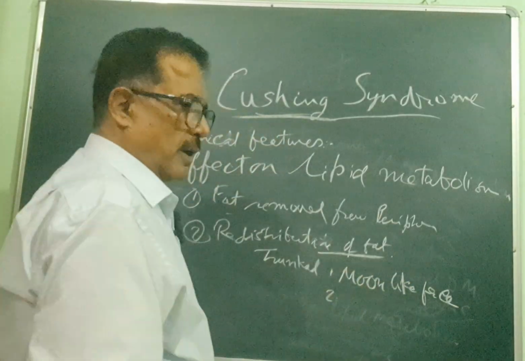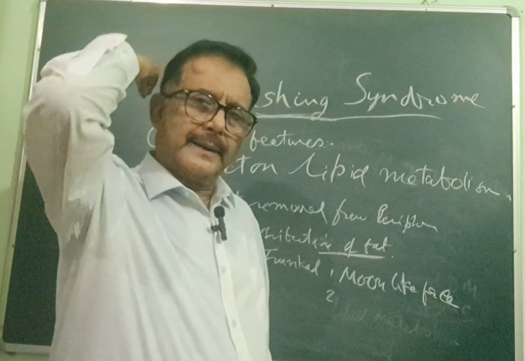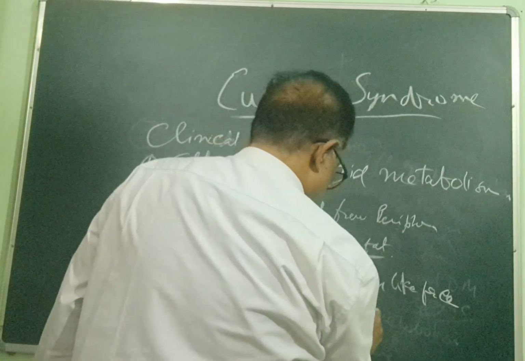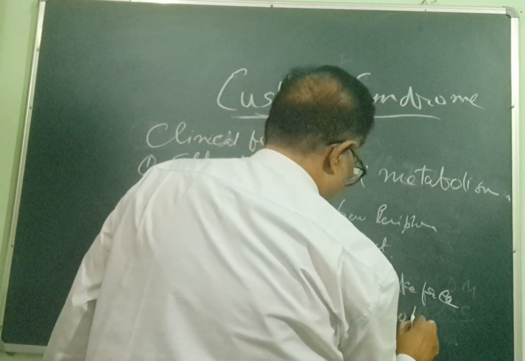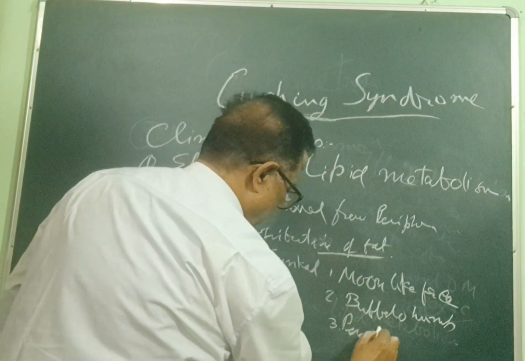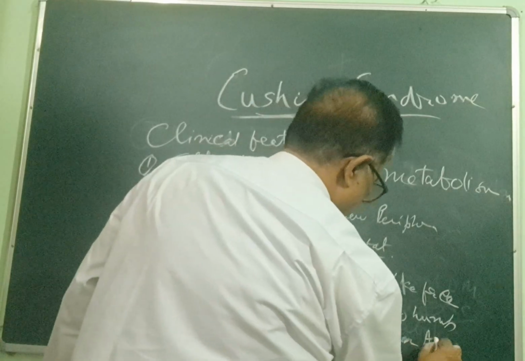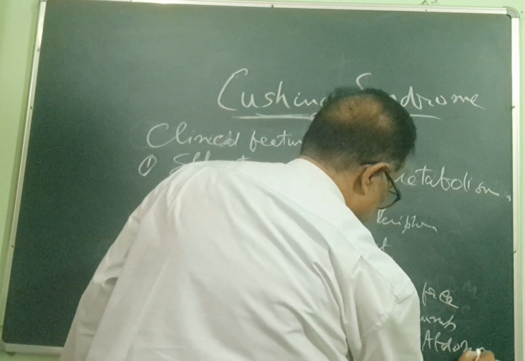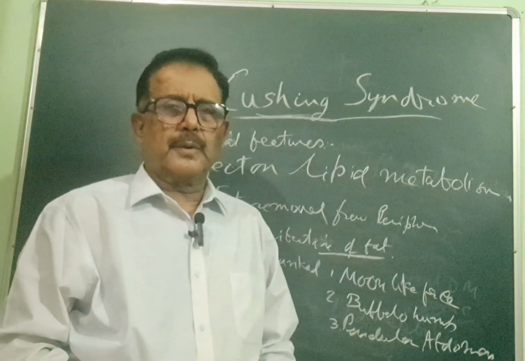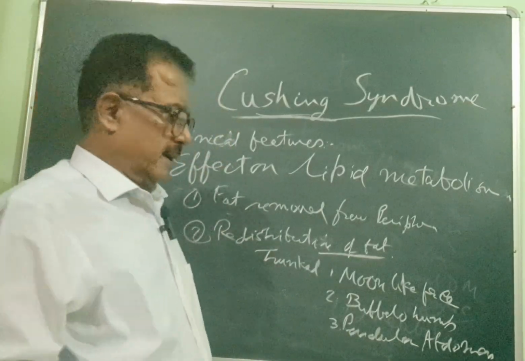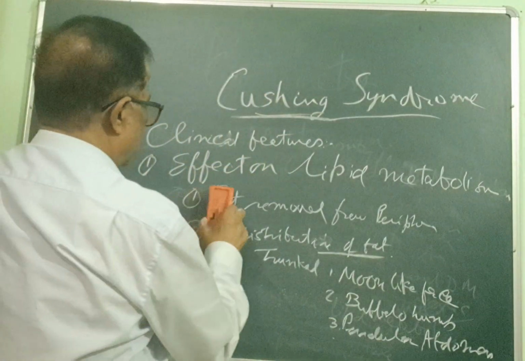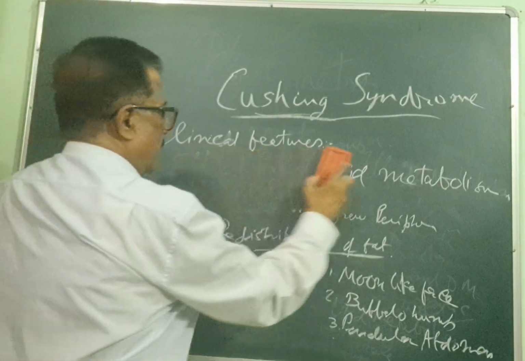Second, buffalo hump. Buffalo hump is excess deposition of fat in the upper part of the back. This is buffalo hump. Third is pendular abdomen. And when the size of abdomen and abdominal wall is stretched, there are stretch marks. This is the clinical feature due to effect on lipid.